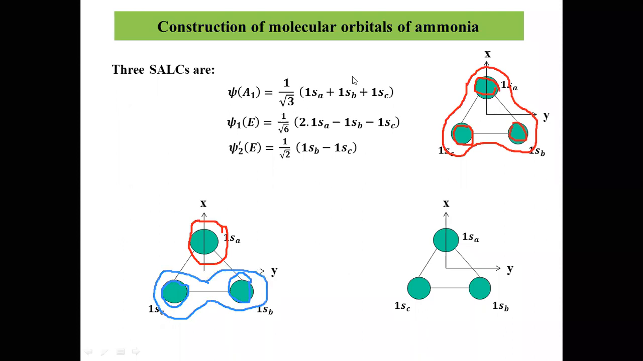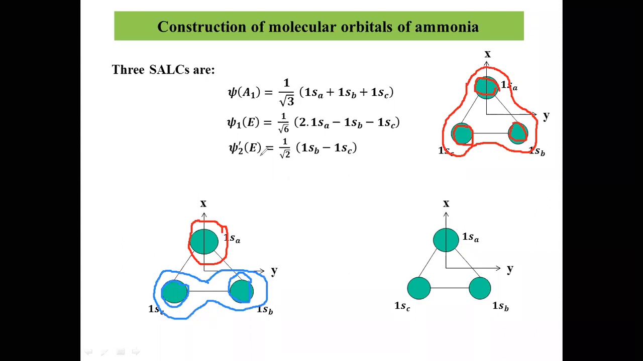and what we get is, if we look here, there is a node along this, right? And this is kind of PX. It's not exactly PX because it's an SALC, so it's kind of PX, right?